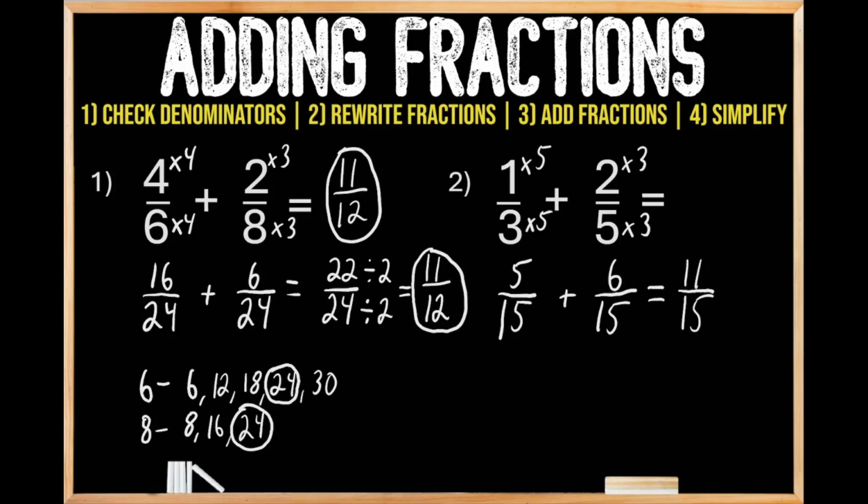And now for our last step, to simplify this fraction. Well, we can't simplify this fraction because there's only one common factor between both 11 and 15, and that's 1. So that means that we've already written this fraction in its lowest possible terms. So when we add 1/3 and 2/5, we get the fraction of 11/15 when written in its lowest possible terms.